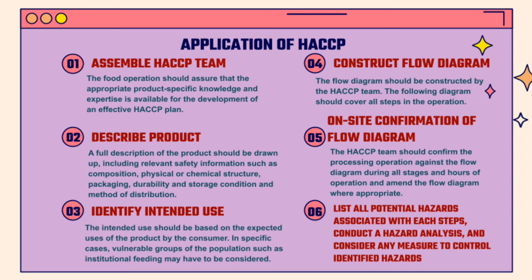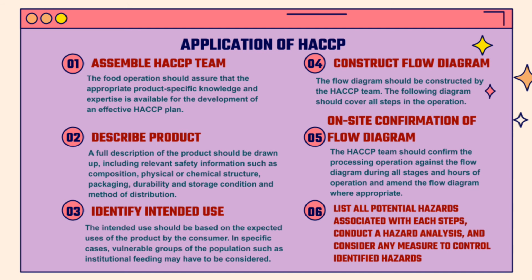Then, construct a flow diagram. The flow diagram should be constructed by the HACCP team. The flow diagram should cover all steps in the operation. When applying HACCP to a given operation, consideration should be given to steps preceding and following the specified operation. Then, on-site confirmation of the flow diagram. The HACCP team should confirm the processing operation against the flow diagram during all stages and hours of operation and amend the flow diagram where appropriate.